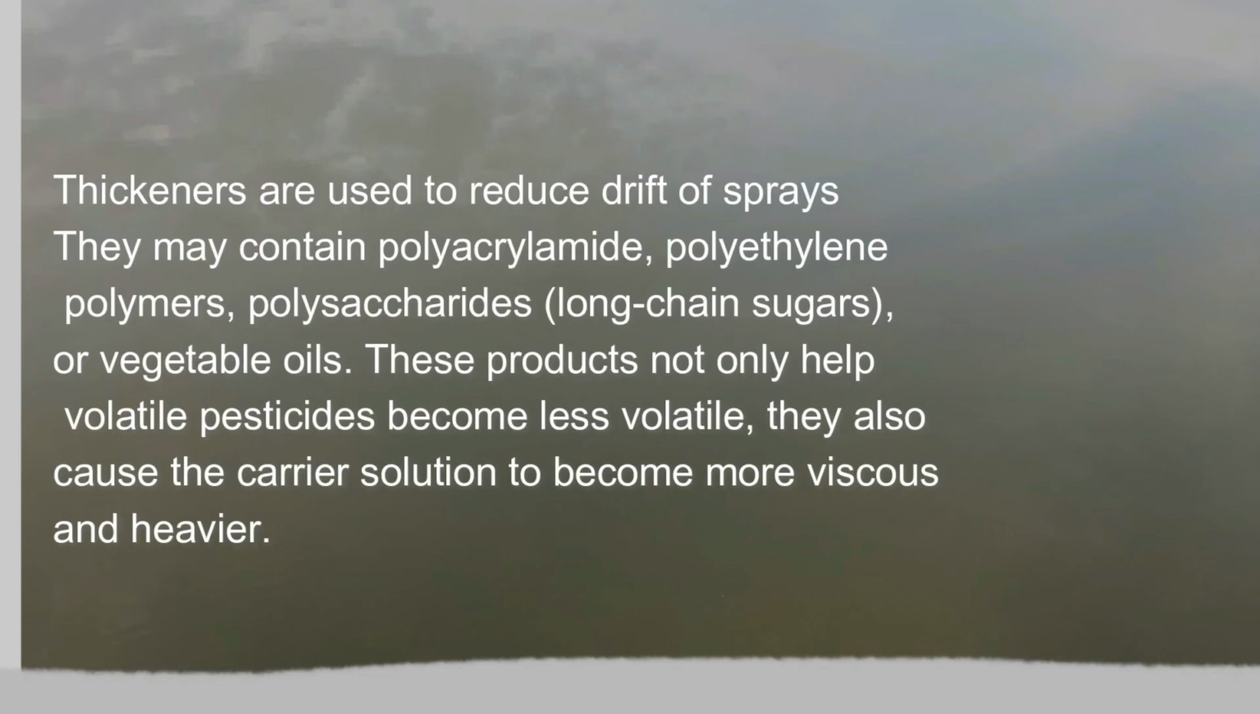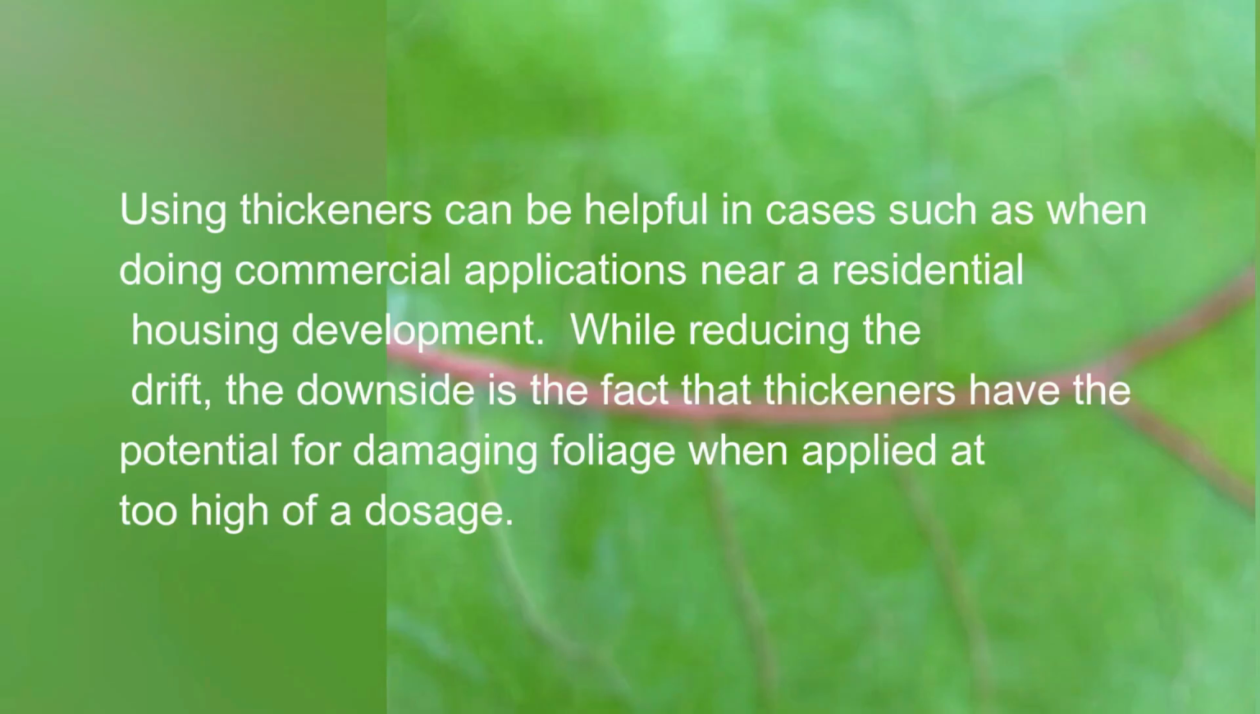Thickeners are used to reduce drift of sprays. They may contain polyacrylamide, polyethylene, polymers, polysaccharides, long-chain sugars, or vegetable oils. These products not only help volatile pesticides become less volatile, they also cause the carrier solution to become more viscous and heavier. Using thickeners can be helpful in cases such as when doing commercial applications near a residential housing development. While reducing the drift, the downside is the fact that thickeners have the potential for damaging foliage when applied at too high of a dosage.